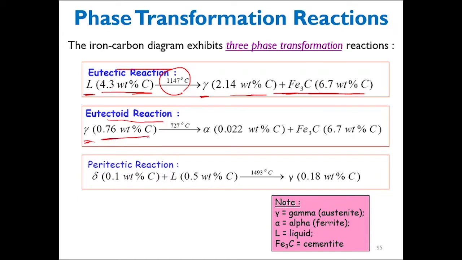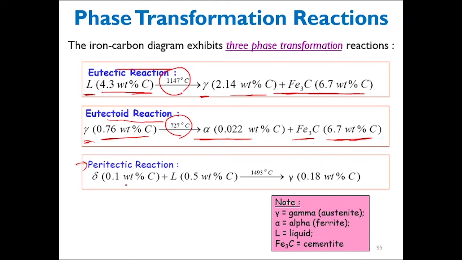For the eutectoid reaction, austenite with 0.76 weight% of carbon at a temperature of 727 degrees Celsius upon cooling down will transform into alpha ferrite with a carbon composition of 0.022 weight% and cementite at 6.7 weight% of carbon.